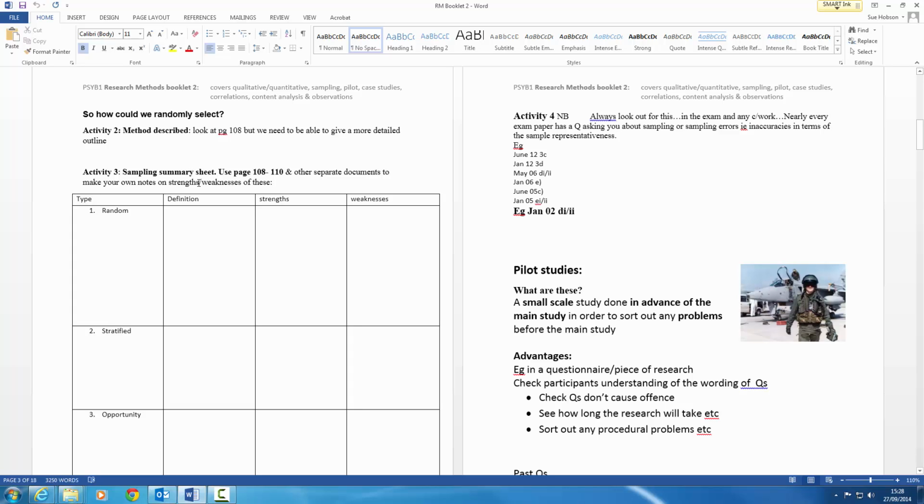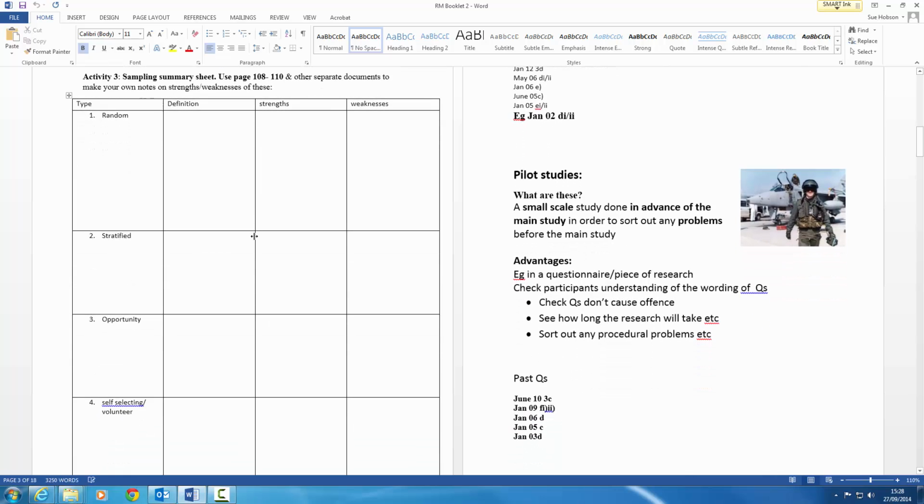Let's have a look at these sampling methods now. Okay, so again, you've got page references for your AS text, 108 to 110. I've referred to other separate documents which we will make available on Firefly, but I'm basically going to talk through them now. So just pause when you're ready. Pause when you need to, and just make a note of some of these points in the boxes.